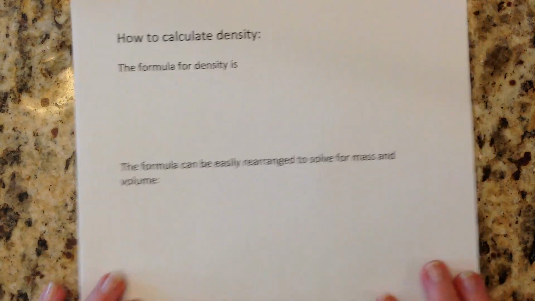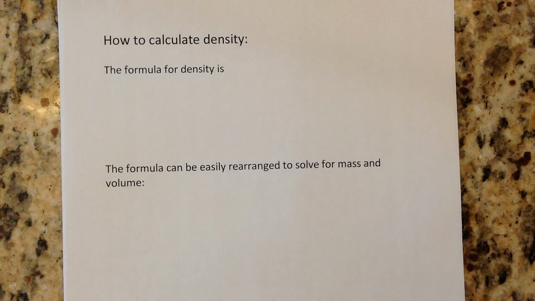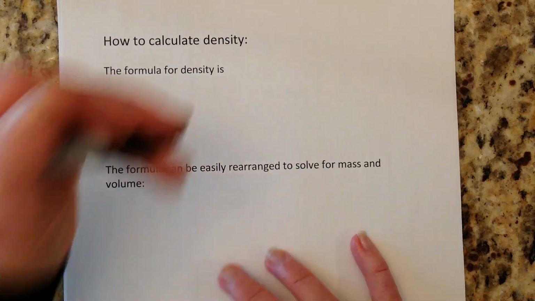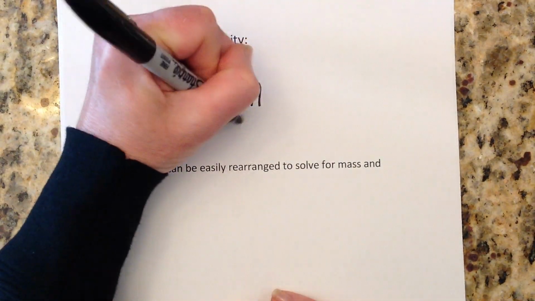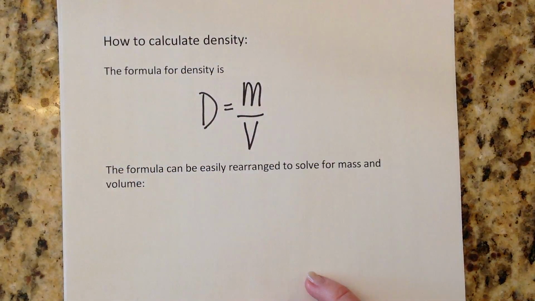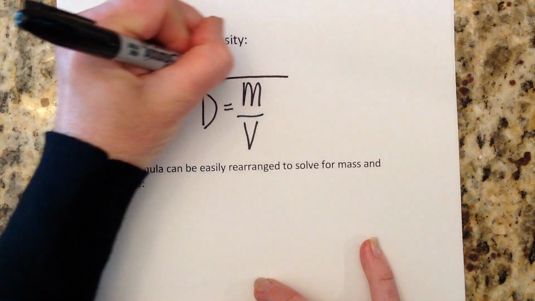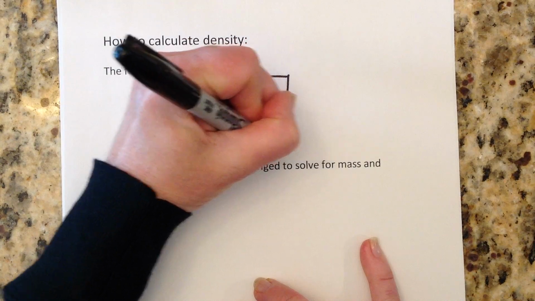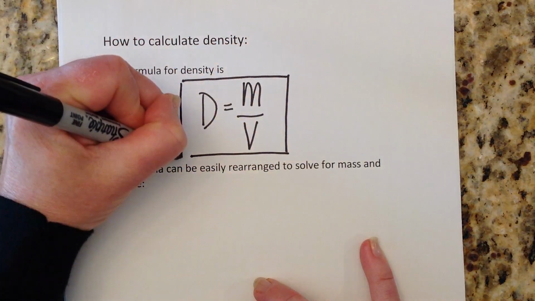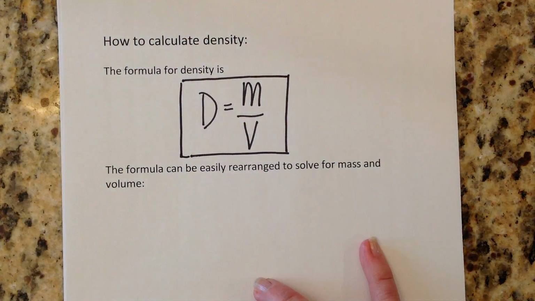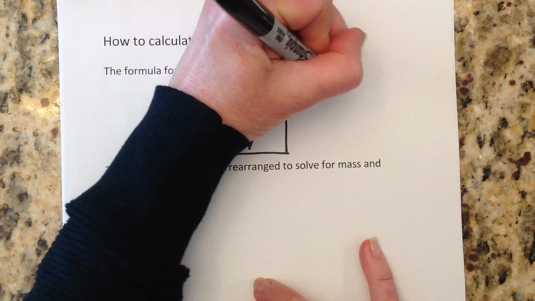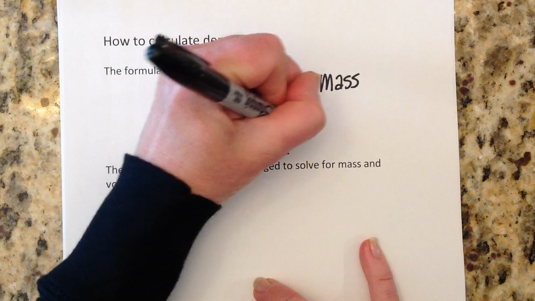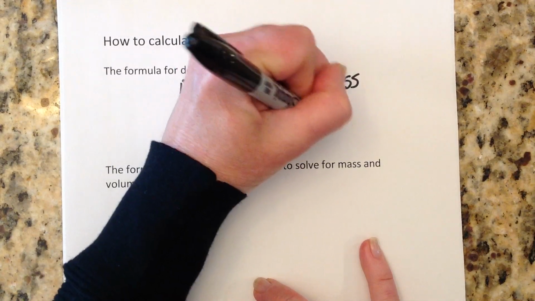Now I want to talk specifically about the formula for density, and then we're going to be ready to do some problems. So the formula for density is density equals mass over volume. This is a really easy formula to work with. It's only got 3 parts. It's easy to rearrange. I'm going to talk about that in a second. Just remember that M is mass and V is volume.